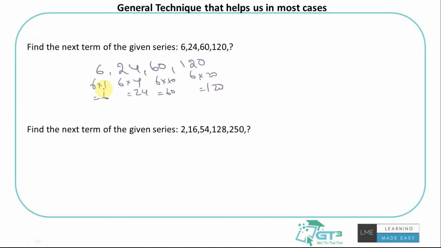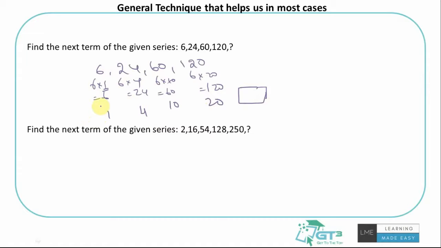So the numbers which are multiplied by 6 are changing. I see 1 here, 4 here, 10 here, 20 here. That is the pattern that we are seeing here. So what would be my next term? Potentially the next term that could come out of this.